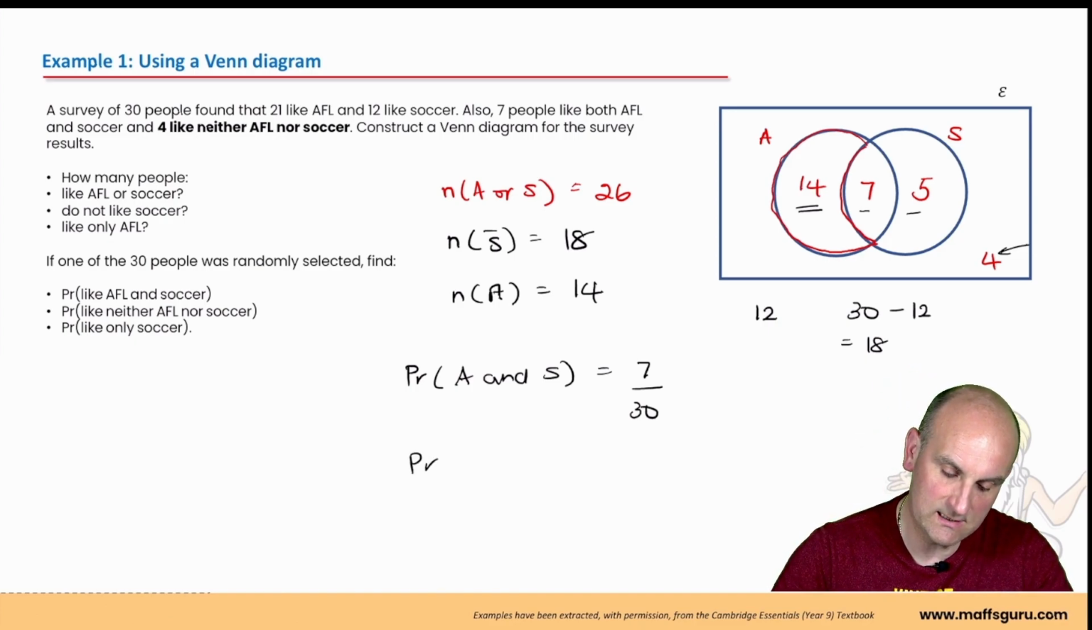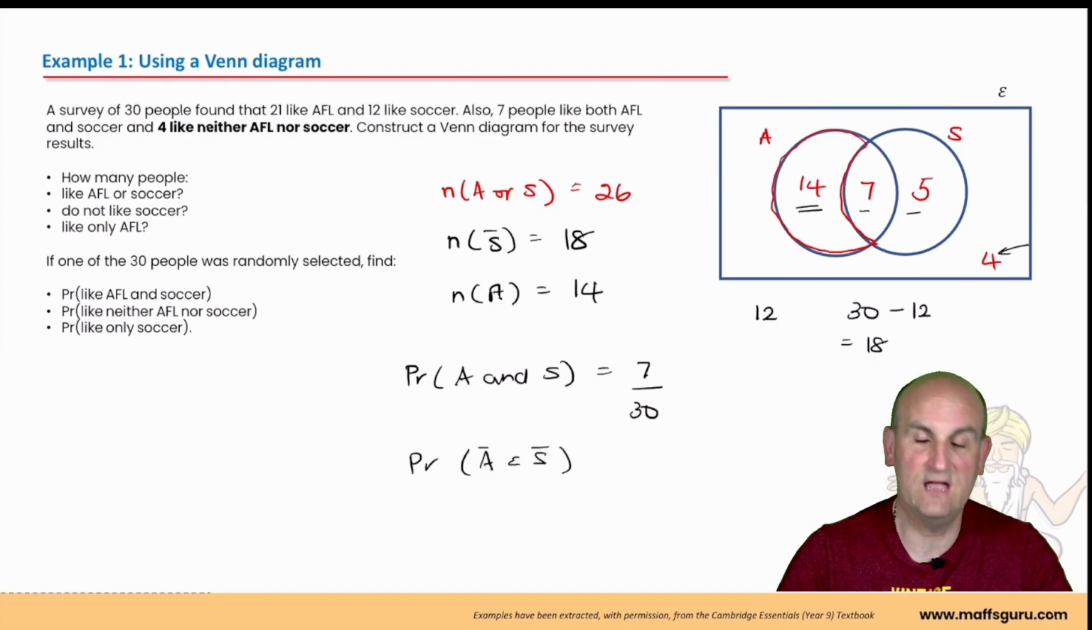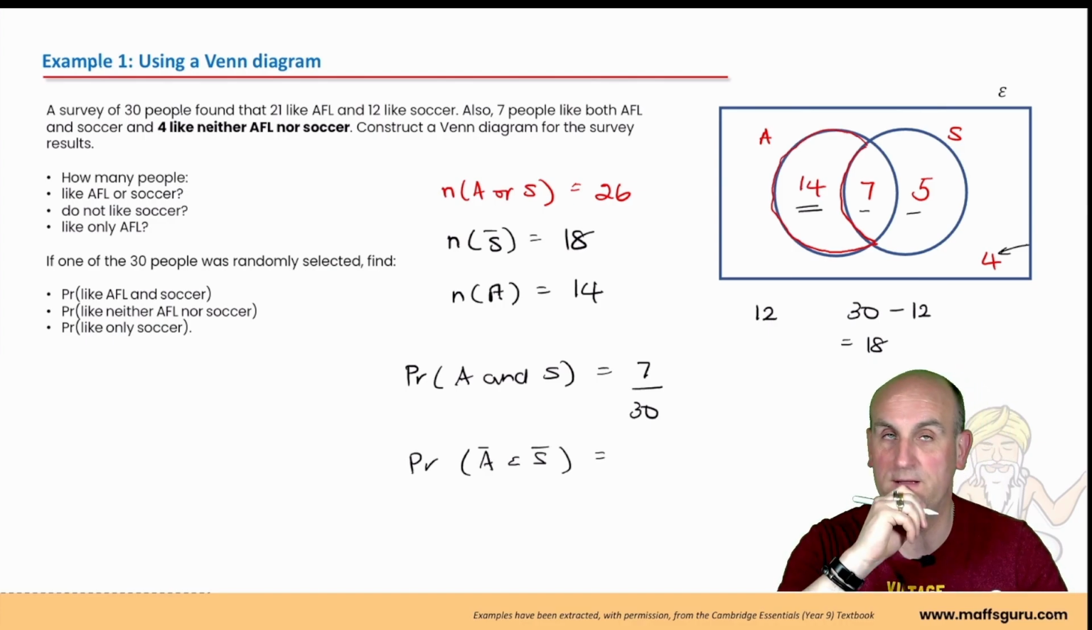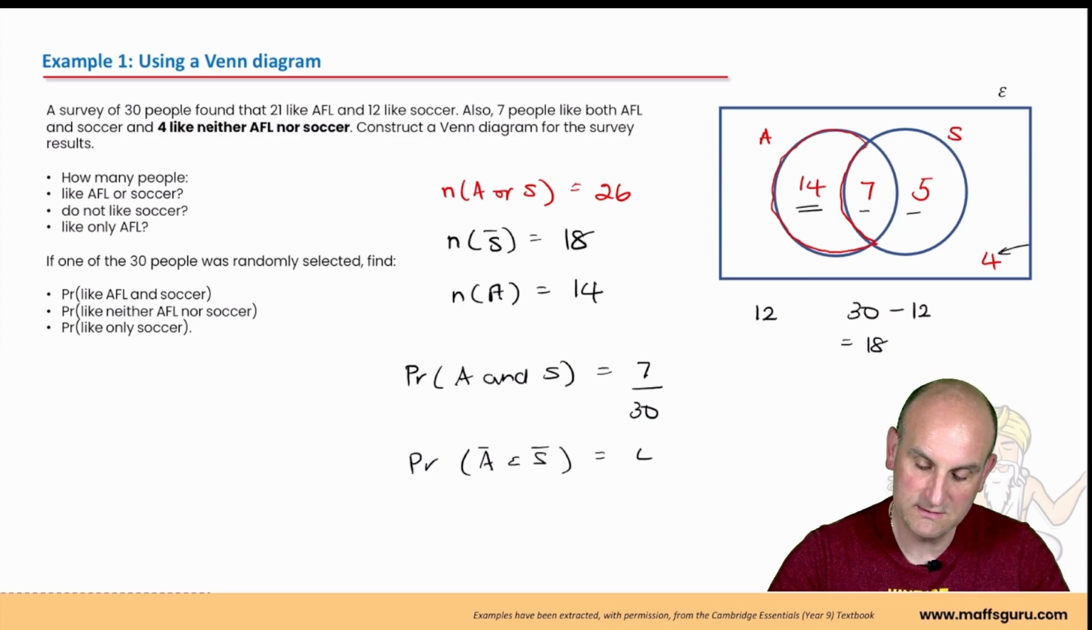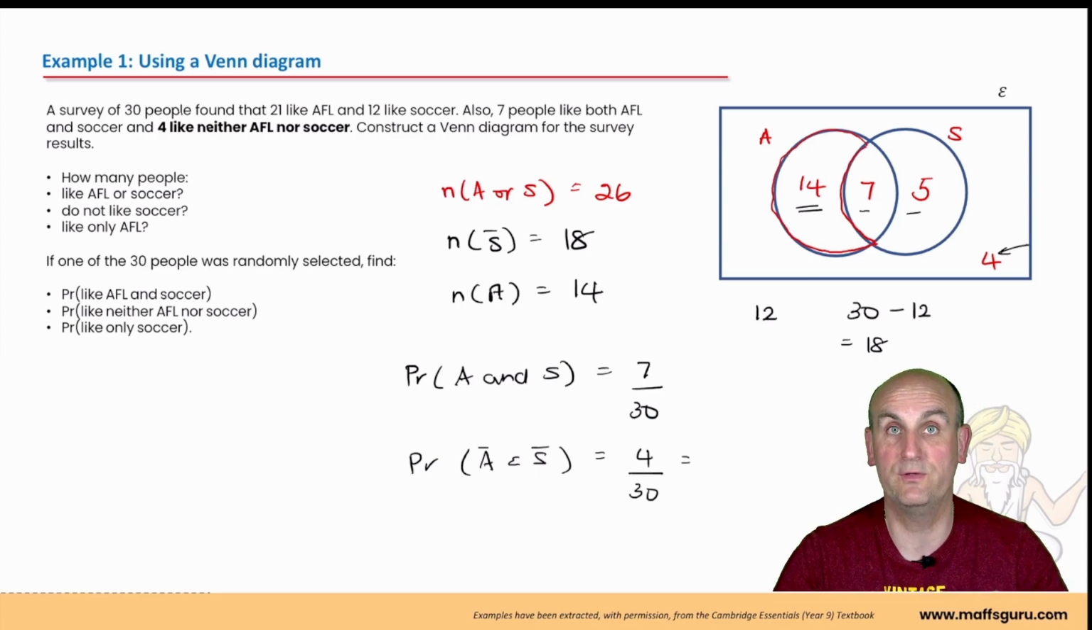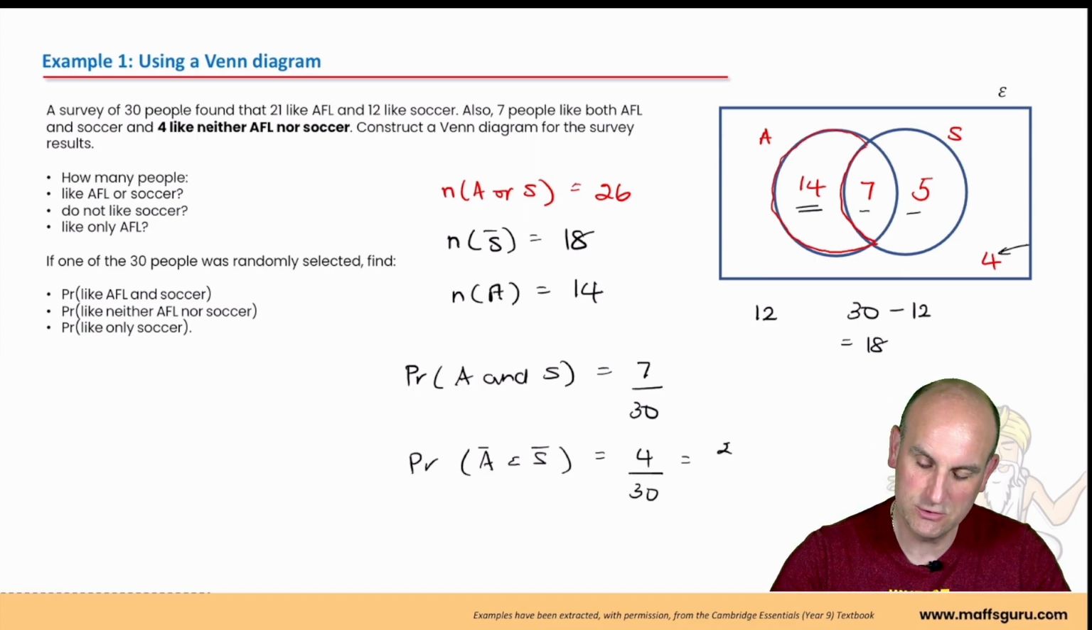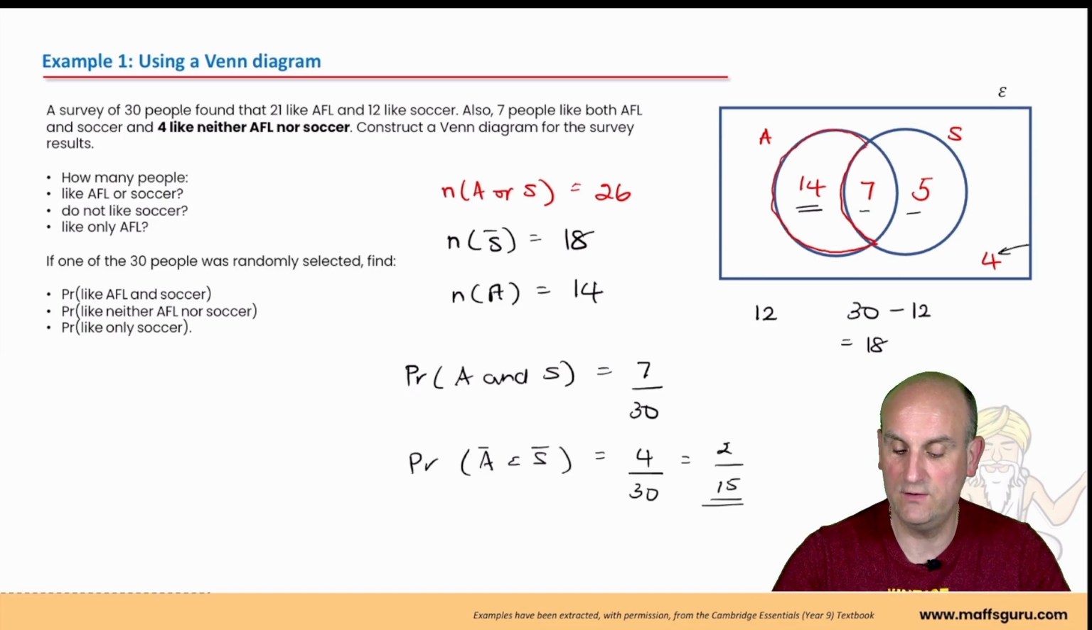The probability they like neither AFL nor soccer. They don't like AFL and they don't like soccer. How many people? Oh, 4, because it's 4 out of 30. Do I leave my answer like that? Nope, because they're both even numbers. So that becomes 2 on 15. And again, if you don't cancel down in maths, sadly, you're going to lose the marks.